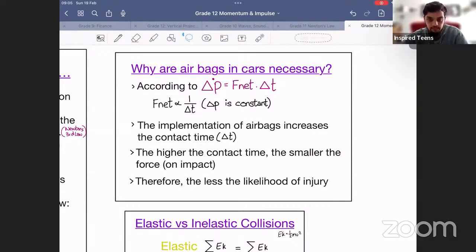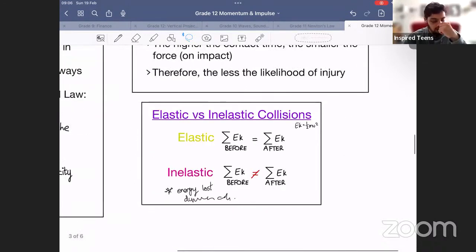Okay, P is constant, impulse is constant, therefore the net force is inversely proportional to time. So the implementation of airbags increases the contact time, since they're inversely proportional. When we increase the contact time, it decreases the force. And obviously the less force on somebody, the less the likelihood of injury, the less the likelihood of a serious injury, and so on.